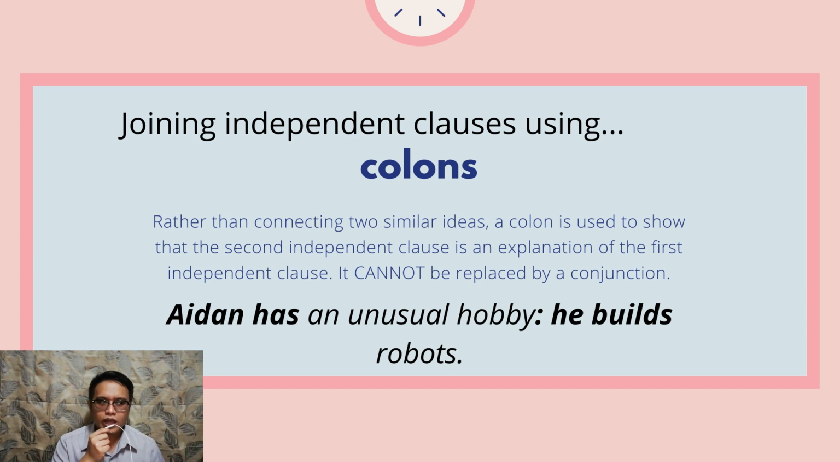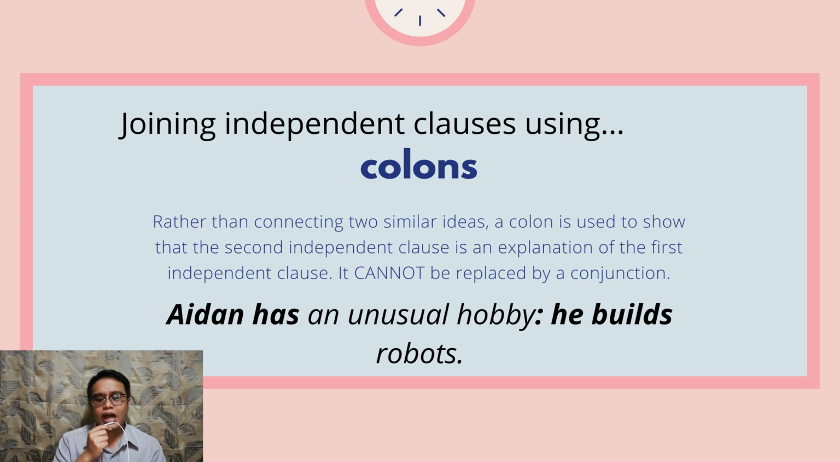Let's say, for example, Aiden builds robots, and he also repairs motorcycles. Pwede na itong butang og and. And then after sa and, ito lang ilisan og semicolon. But here in the colon, we cannot replace it with a conjunction. So therefore, ang kaning second nga independent clause has to explain the first independent clause para makagamit ta og colon.